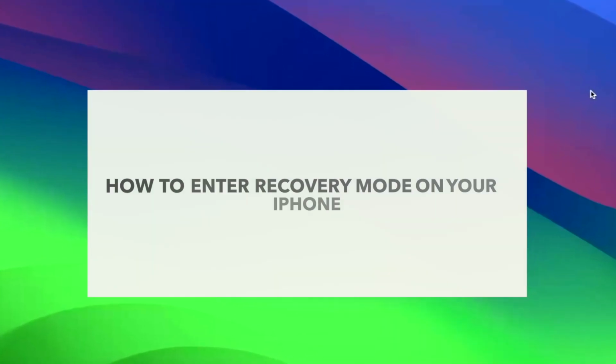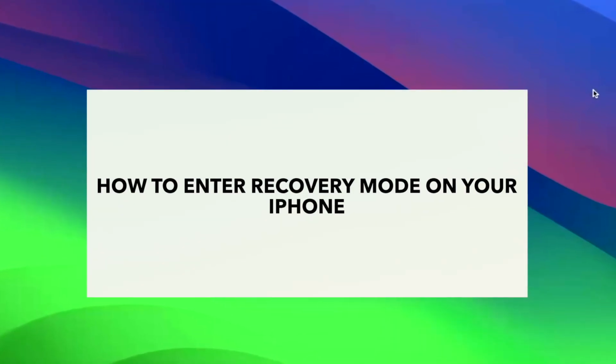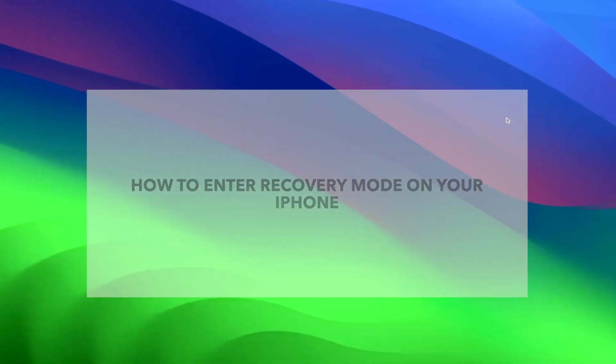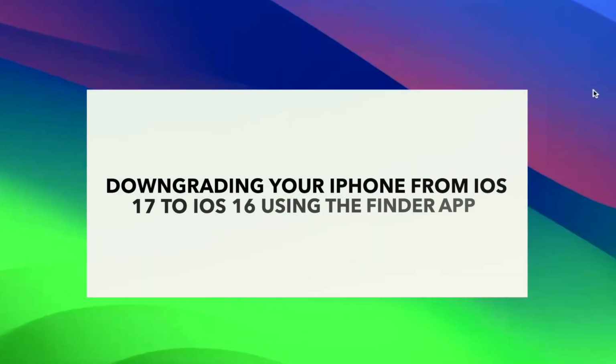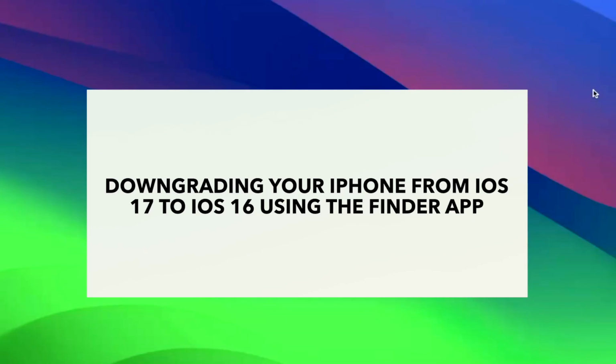The first thing you need to do before you downgrade from iOS 17 is to reboot your iPhone into recovery mode. If you're using iPhone XS or later, press and quickly release the volume up button. Then press and quickly release the volume down button. And then press and hold the side button until the recovery mode screen appears. Now that you know how to put your iPhone into recovery mode, you may proceed with the steps below to downgrade your iPhone from iOS 17 to iOS 16.